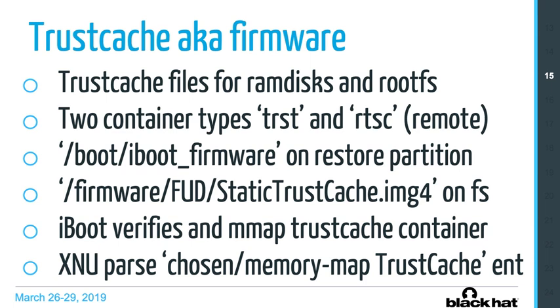So it's a file that contains code directory hashes for binaries that are stored on the RAM disks or the root-FS. So each RAM disk, when it gets loaded, requires the trust cache image to be uploaded first. And there are two container types, again, for local and remote boot. During the restore time, iOS will look for /boot/iBoot firmware in the restore partition to read the trust cache for root-FS. In the case of normal boot, it just looks for the file system firmware-fud static trust cache image.